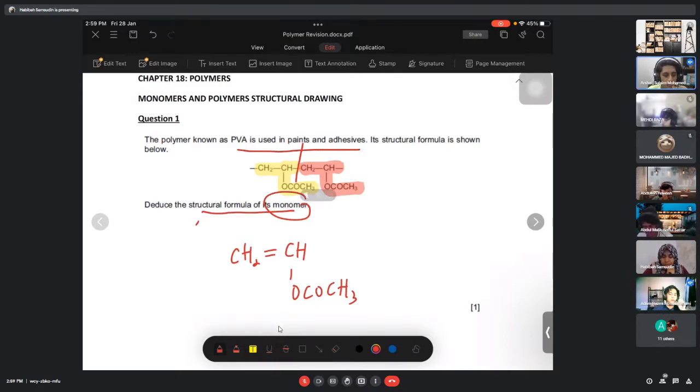So when they ask for structural formula, you don't have to draw each, right? No, okay, this answer is correct. Your one is also correct. If the question says draw the structural formula of its monomer, I can draw like this.